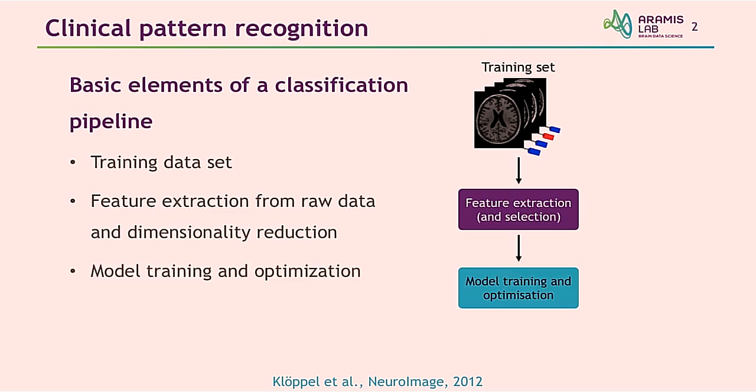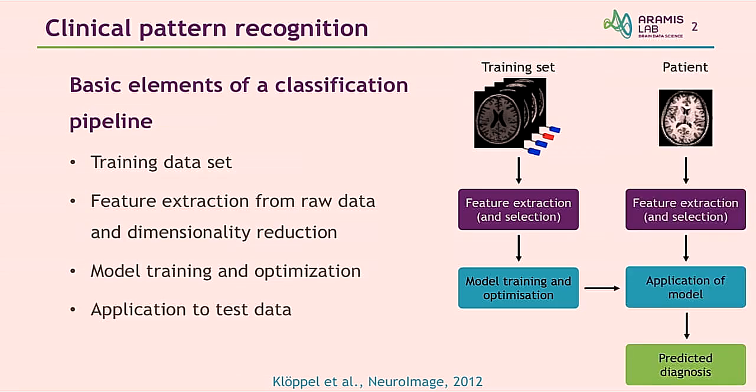Then you have the model training and optimization. At this step, you select a supervised algorithm, such as an SVM or random forest. The parameters of the models are optimized to maximally discriminate one group from another, based again on your training data sets. And this is usually done using cross-validation. Finally, you can apply the model to the test data that is pre-processed the same way as the training data sets.